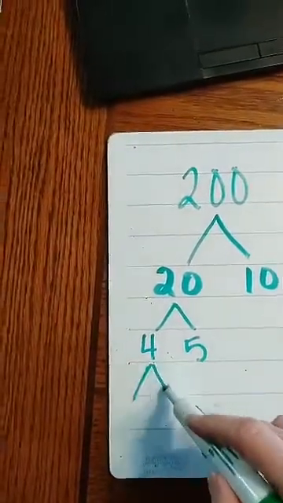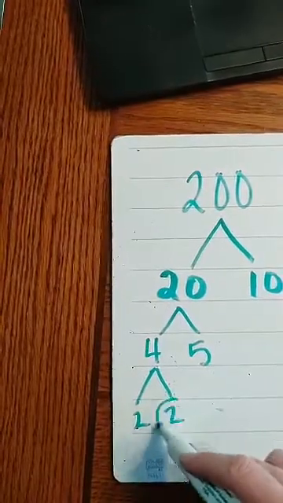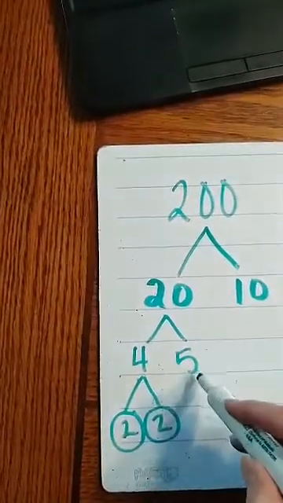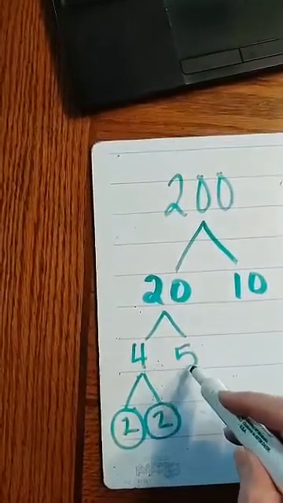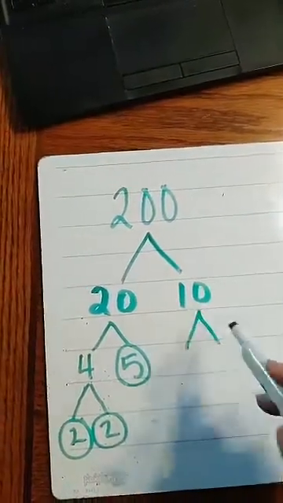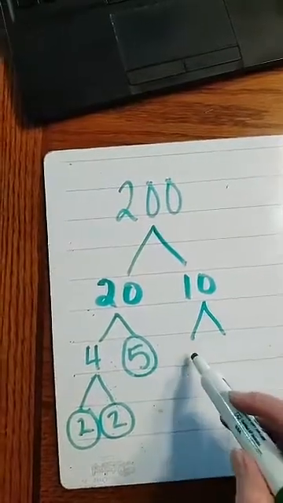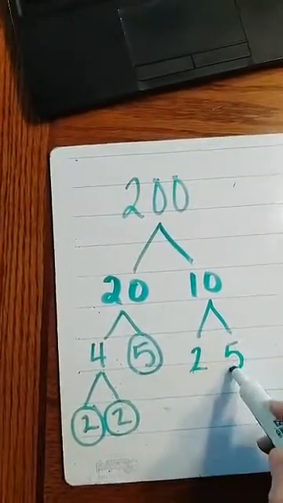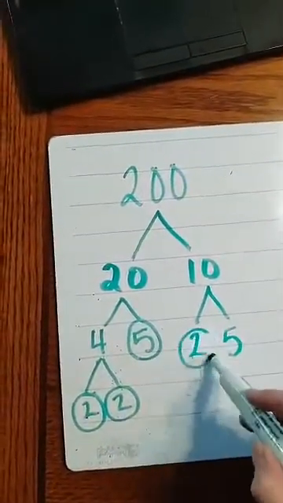4 we know is not prime. But we got it there. What about 5? You're right, 5 is prime. Okay, let's go to 10. What can we break 10 into? You got it, 2 and 5. And we found out over here that 2 and 5 are prime.